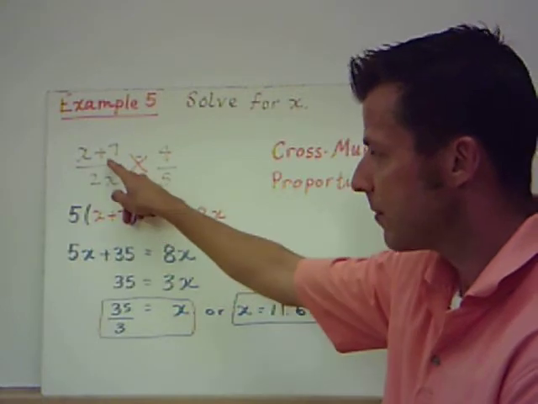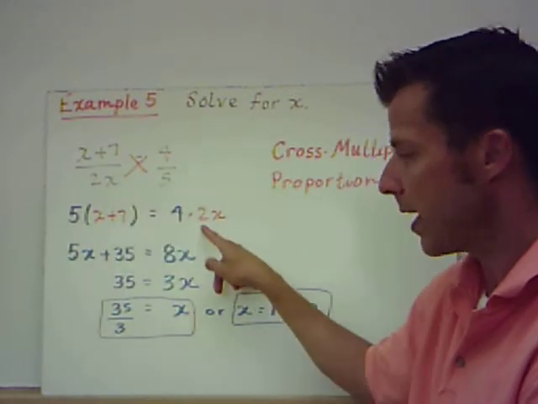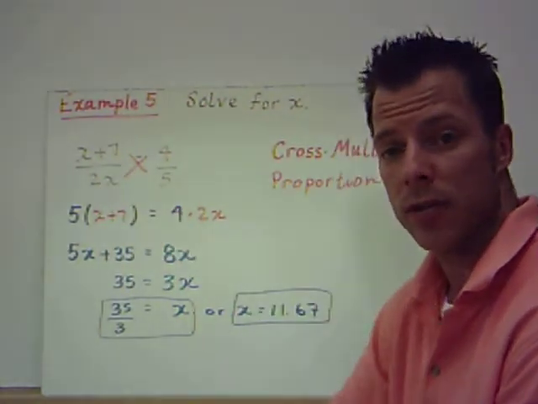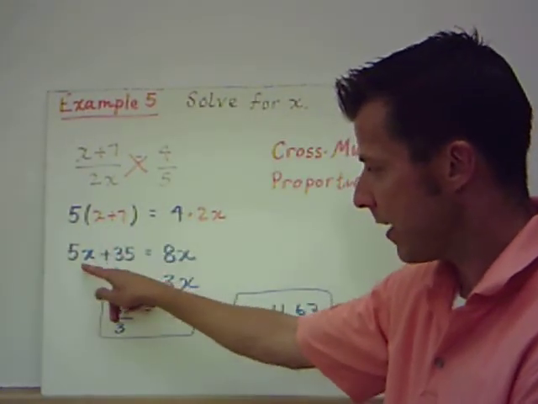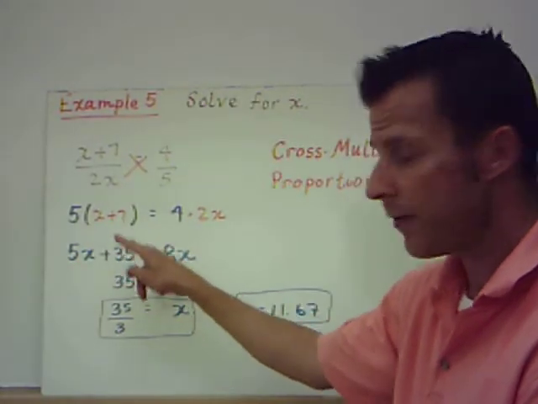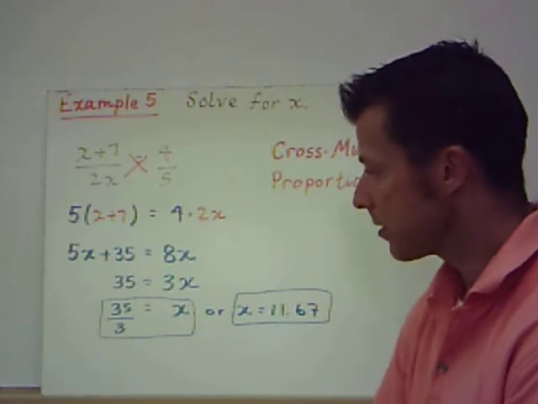So 5 times the quantity x plus 7, that's equal to 2x times 4. Okay, so don't forget that 5 has to be multiplied in both terms, not just the x. So now we distribute. So you have 5x plus 35, right? 5 times x, 5 times 7. That's equal to 8x because 4 times 2x is 8x.